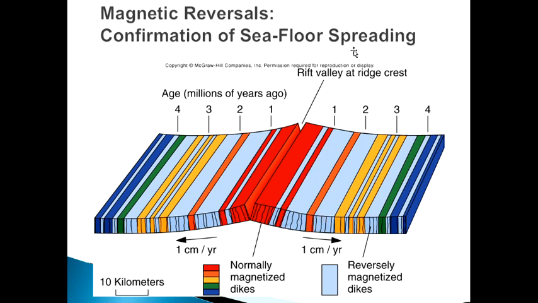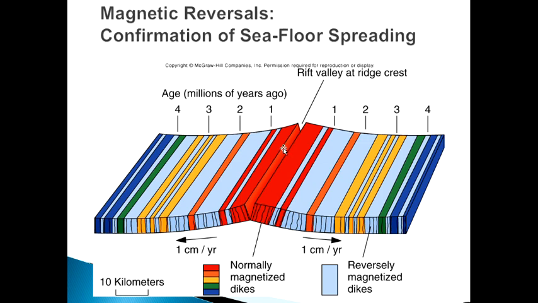And if you go right down the center where it says Rift Valley at Ridge Crest, notice if you go to the right, you have a pattern of rocks pointing north, pointing south, pointing north, pointing south, pointing north, pointing south. If we age date those rocks, and we don't talk about that in this class too much, they get progressively older away from the spreading center. That confirms spreading and plate tectonics.